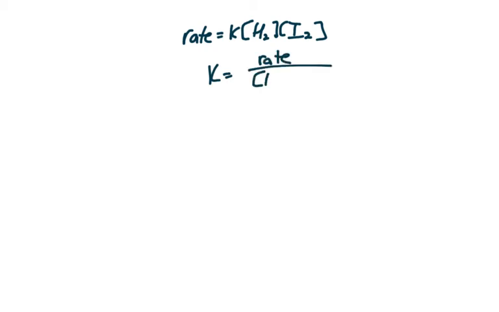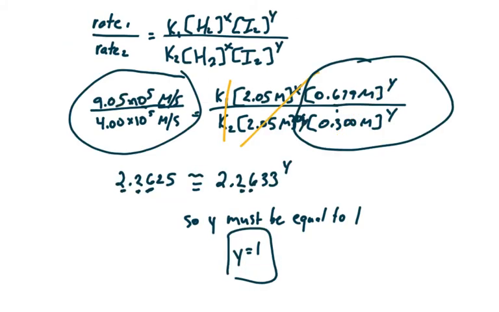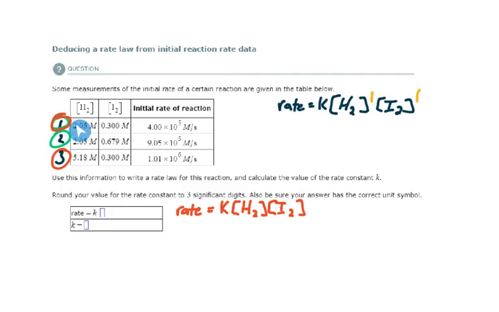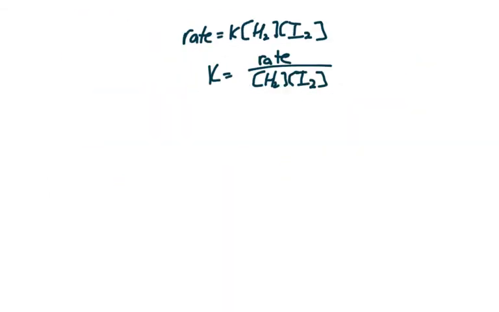So if I want to solve for k, I take the rate law and rearrange it to solve for k, which is equal to the rate divided by the concentration of H2 times the concentration of I2. And I can take data from any one of these three data sets. It doesn't matter, 1, 2, or 3. I can plug it into that equation. So I just pick one. It doesn't matter at all. Let's just pick information from data set 1. The concentration of H2 was 2.05 molar and the concentration of I2 was 0.3.